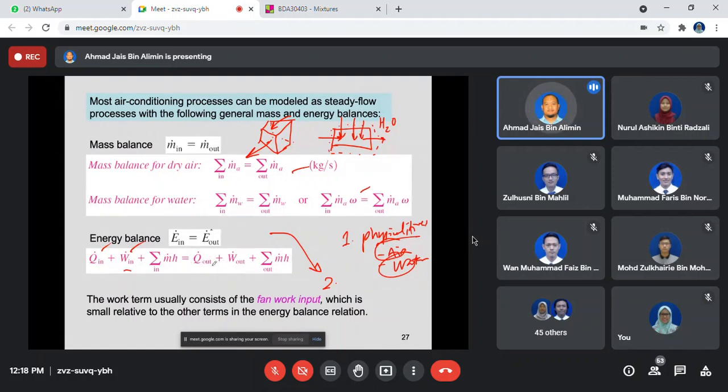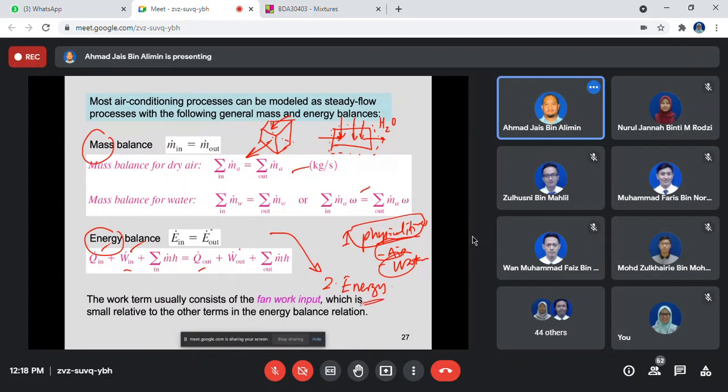Okay, and then you know that after the process is ongoing, there will be the amount of heat rejected, and if there is any work that can be produced, what will be the amount. So two balancing scenarios. The first one is the mass balance, followed by energy.